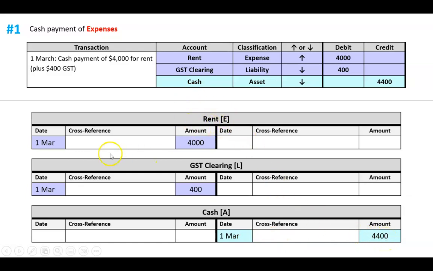So in rent, I'm doing a debit and I'm saying where is the matching credit for this? It is in an account called cash. So I'm going to write cash there. Likewise, I'm going to do the same for GST. That's the debit. Where would I find the credit? Here. And then cash, I'm going to do a double reference because here it's 4,400. It's referencing the rent account here and the GST clearing account. So I write rent/GST clearing. Done. That's how we process a cash payment of expenses. We did rent. It could be anything, any other expense that has GST.